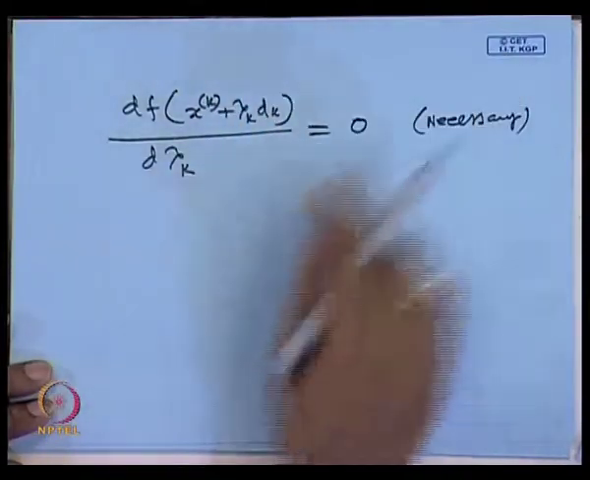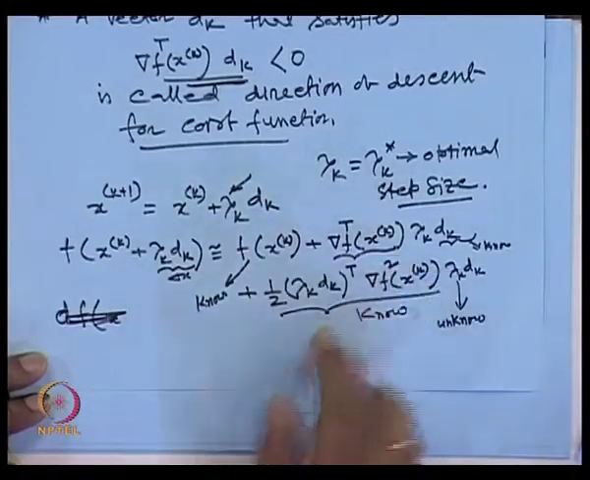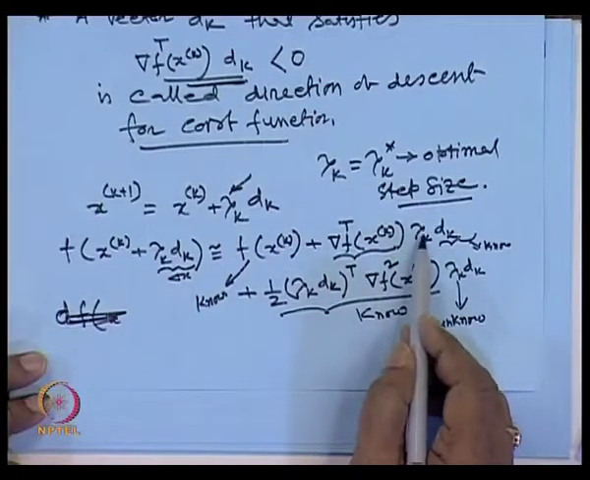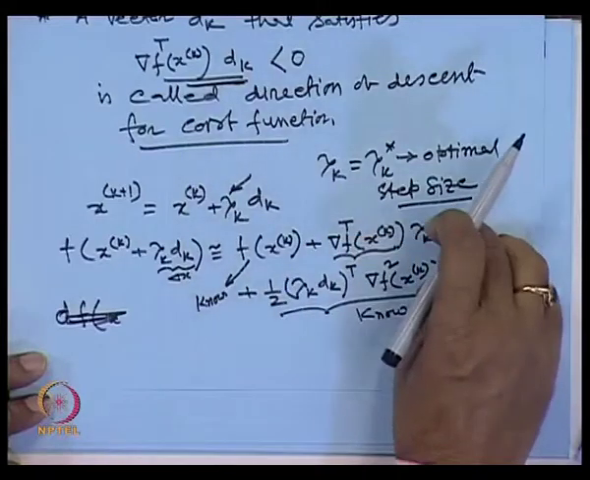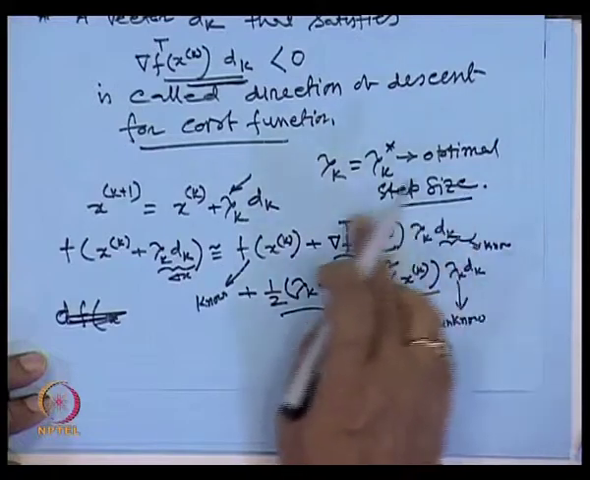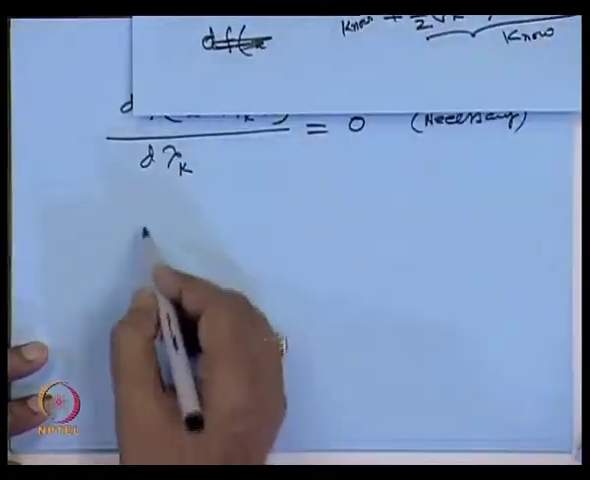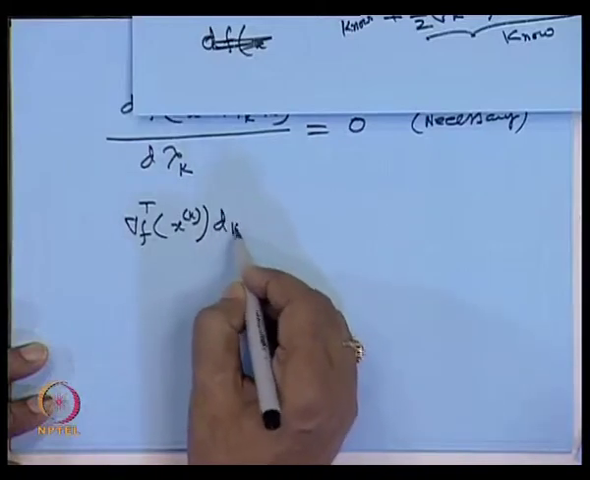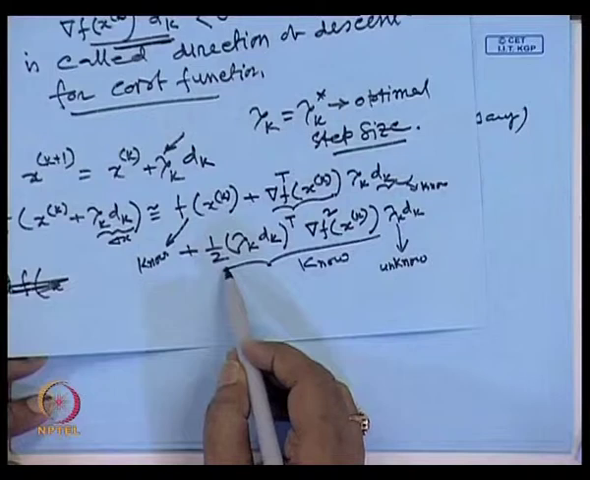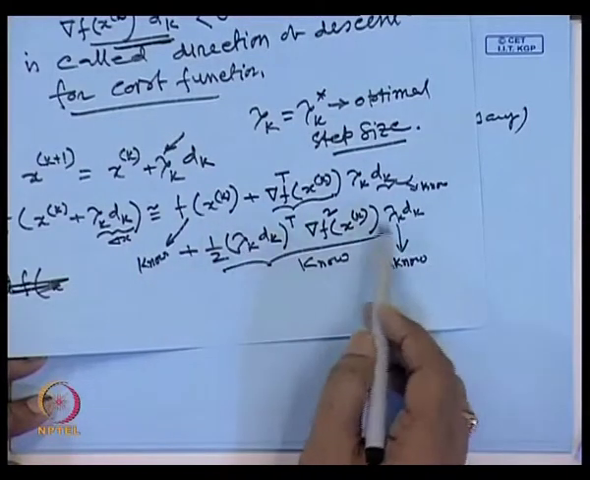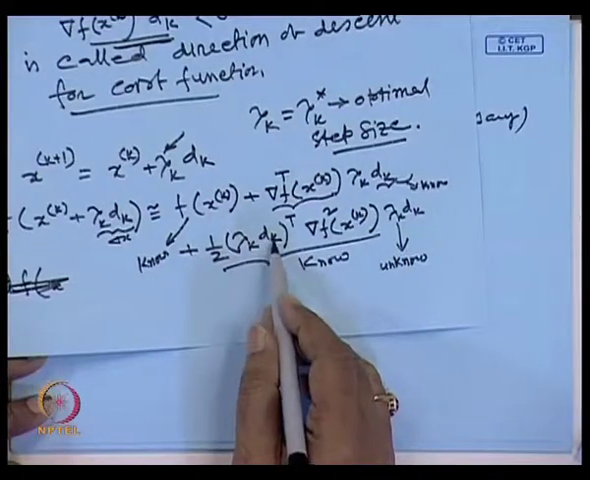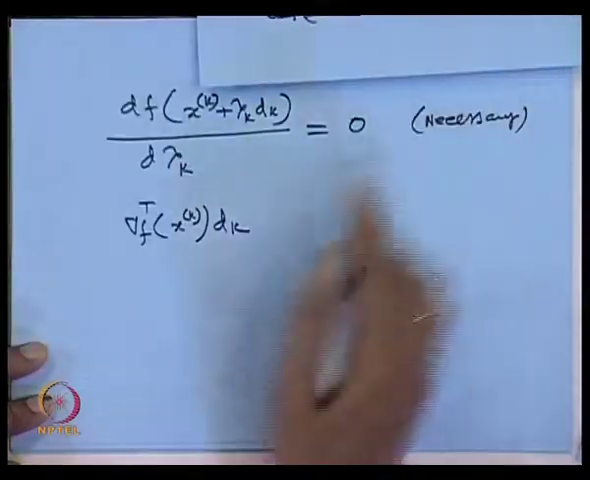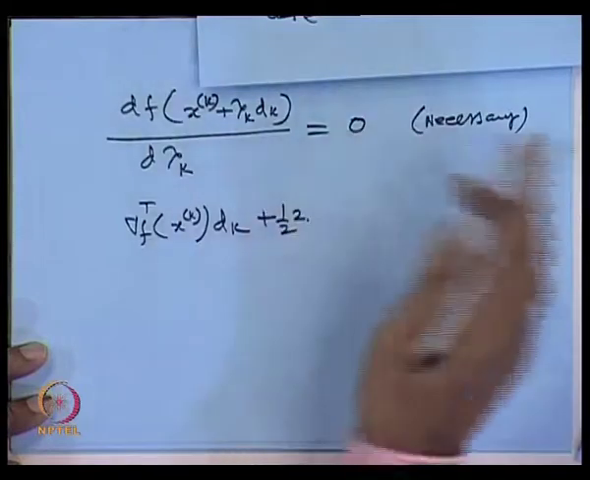So, if you differentiate this with respect to lambda k, the first term is a known constant, so it will be 0. This vector is a row vector, this is a column vector, and this is a scalar quantity. So, you will get the same thing here: gradient f transpose of x k, whole times dk, this is the first term. And lambda k is a scalar quantity, so lambda square will come, with dk transpose, the Hessian matrix, then dk. It will come with plus half times 2, as I am differentiating with respect to lambda.